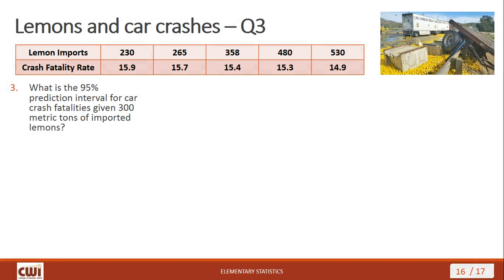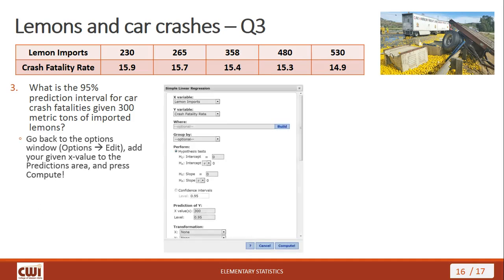Our last question is asking about the 95% prediction interval for car crash fatalities given 300 metric tons of imported lemons. So remember, lemon imports is our X, crash fatalities are the Y. So we're given an X value and asked to make a 95% prediction interval for the corresponding Y value. We're going to use StatCrunch to do this. So if you go back to the options window for your simple linear regression, and notice down towards the bottom, there's an area labeled prediction of Y. So here you're actually going to put in the value for X that they give you, which in this case is 300.